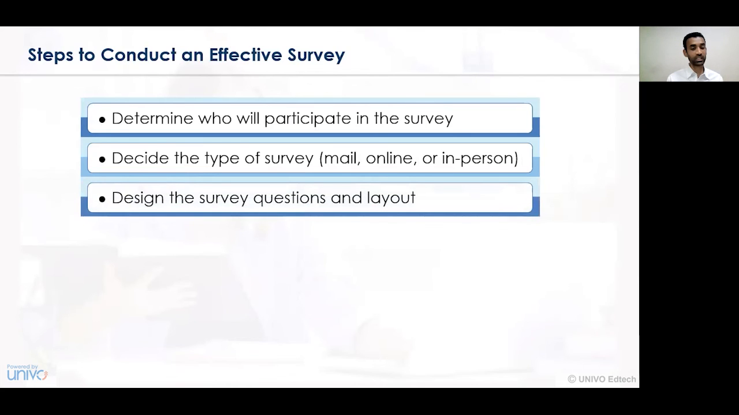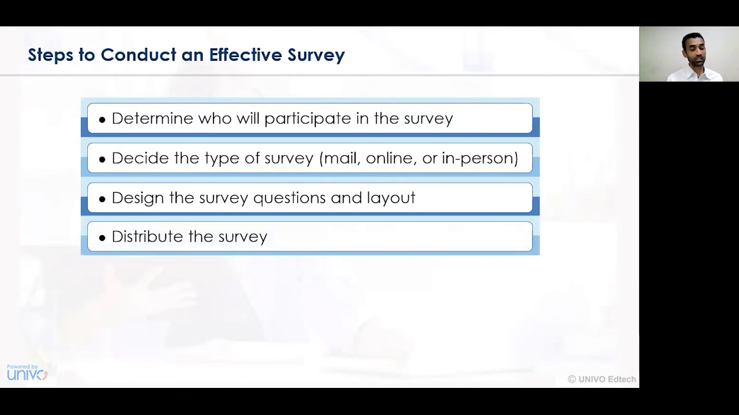The third step in conducting an effective survey is designing the survey questions and layout. So accordingly, we need to design the survey questions. We need to prepare a proper and effective layout. And on that basis, the survey layout can be understood and the questionnaire can be designed.